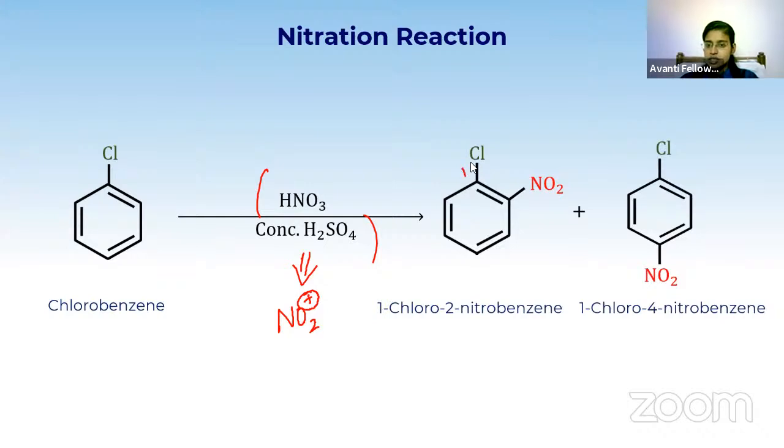So it is 1-chloro-2-nitrobenzene and here it is 1-chloro-4-nitrobenzene. So ortho will be the minor and para will be the major. Okay. So please learn the nitrating mixture and the electrophile that is getting generated from that mixture. All right. I will go for the third reaction, which is sulfonation.